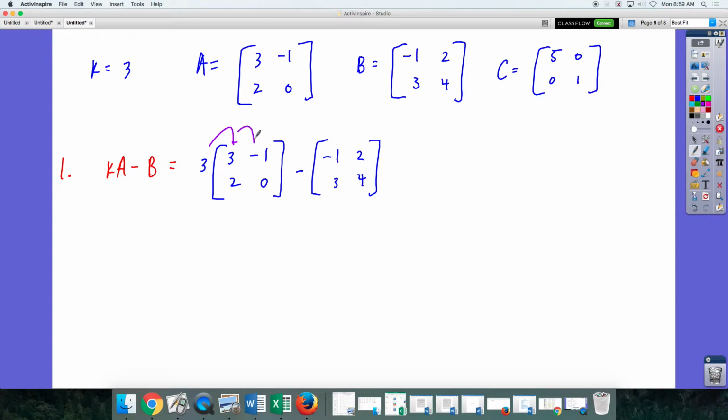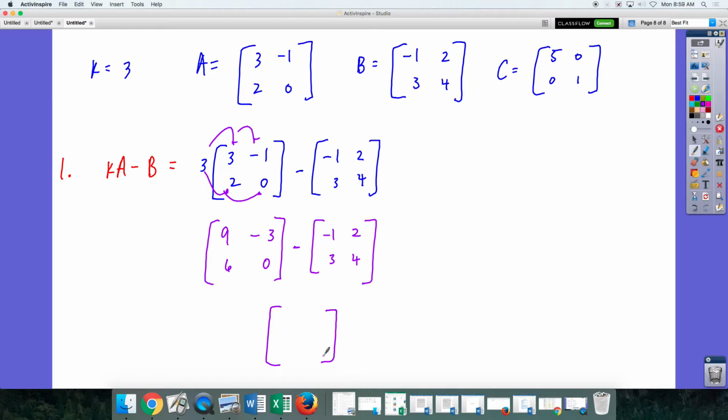So we're going to start here. Now, do I have to multiply this 3 over here? No, you never cross another sign to multiply. Okay? Never. Now, we could distribute that if there were parentheses around both those matrices, but there's not. Okay? So we're going to distribute first. So that's 9, negative 3, 6, and 0, minus negative 1, 2, 3, and 4.